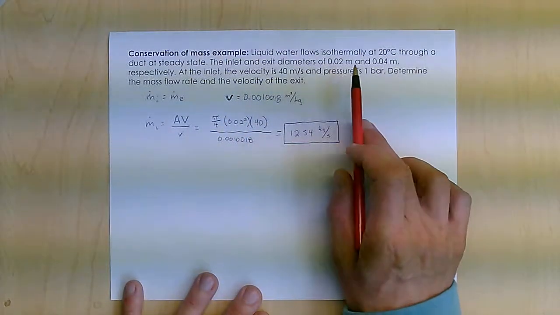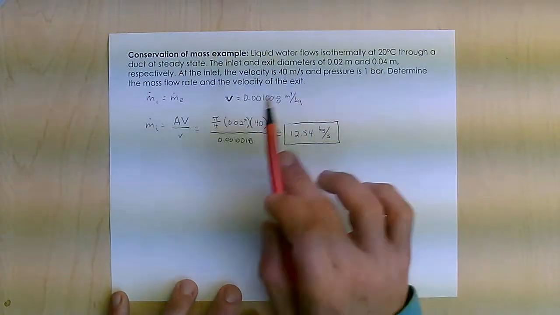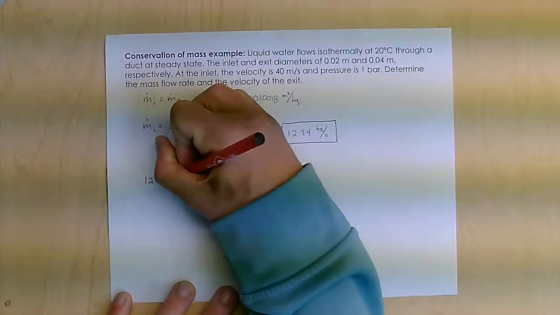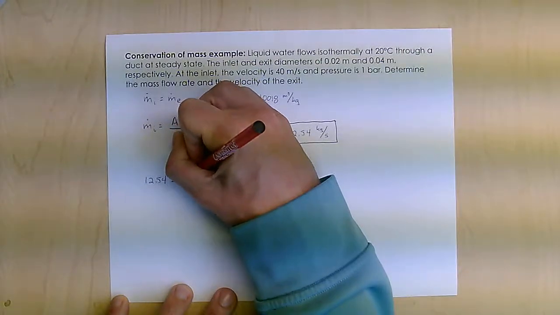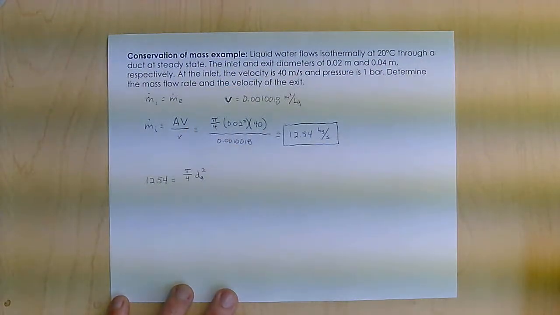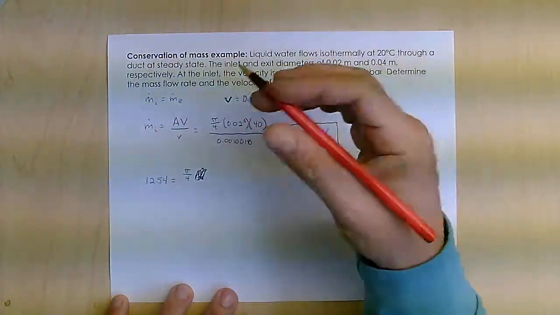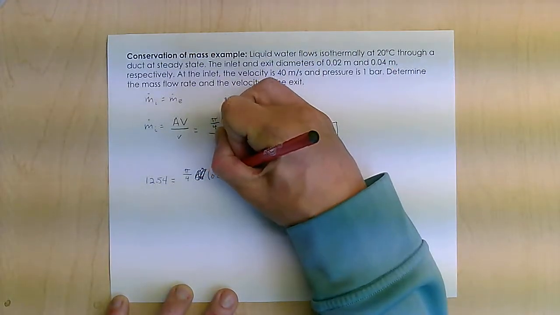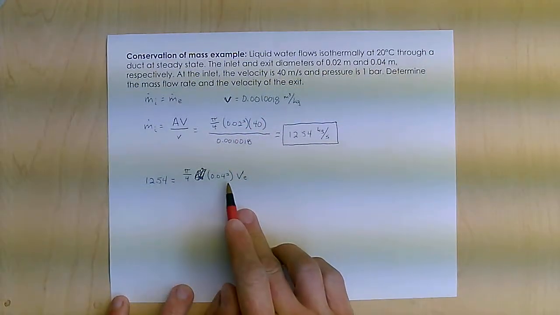Now that I have the mass flow, I can find the velocity at the exit using the same equation, but with the diameter of the exit. So I'm going to use the exact same equation. 12.54 is the mass flow. The area is pi over 4 times the exit diameter squared. I know the diameter of the exit, which is 0.04, squared. The velocity at the exit is what I'm looking for.